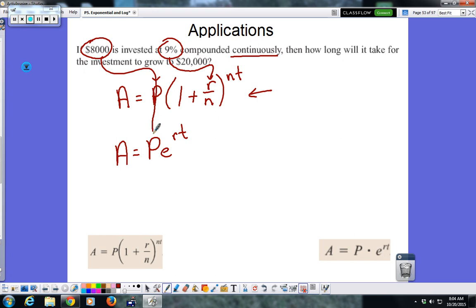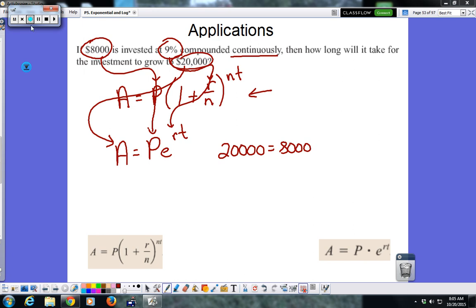So $8,000 at 9% interest, compounded continuously, then how long would it take to grow to $20,000? So they give you the amount you want it to grow to, they give you the principal, they give you the rate, but you're looking for the time. You're looking for how long it would take. And we didn't have one of those problems before because we didn't know how to solve these equations. Now we can, so let's plug everything in. You want $20,000 out of your investment. The initial investment is $8,000. I'm guessing that's going to take a while.